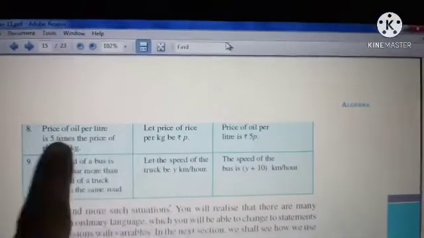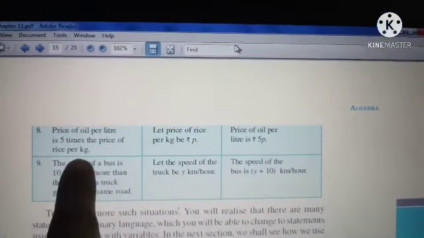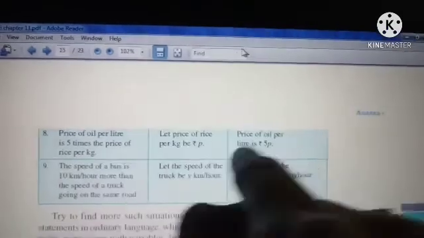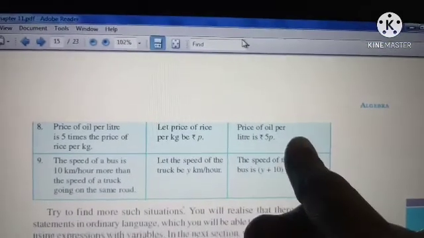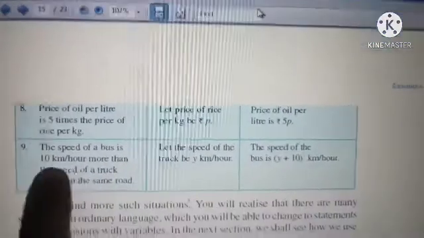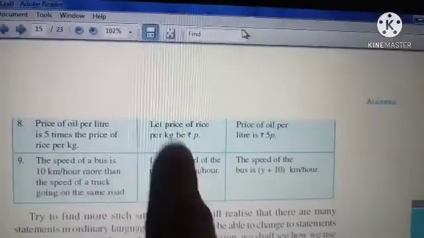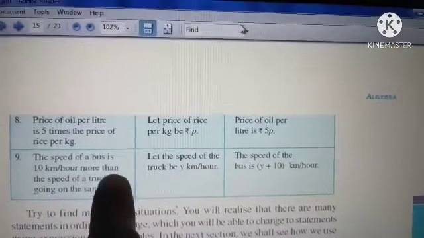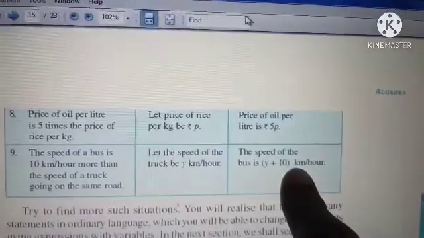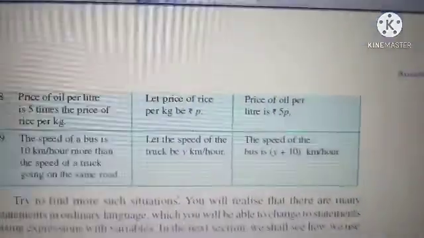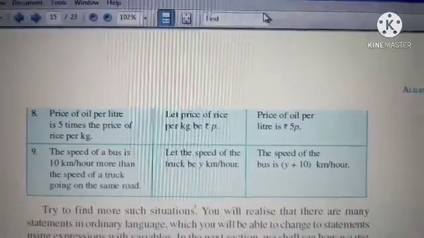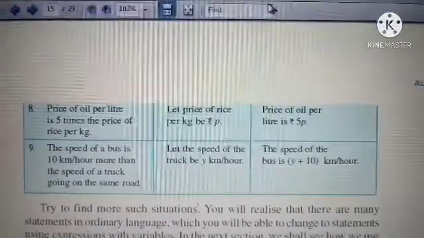Okay, 5 times the price of rice. 5 times means 5 into p, 5p. Next, 10 km per hour more than the speed of, 10 km per hour more than means plus 10. When you read this tabular column, you will get a clearer idea about these practical situations.